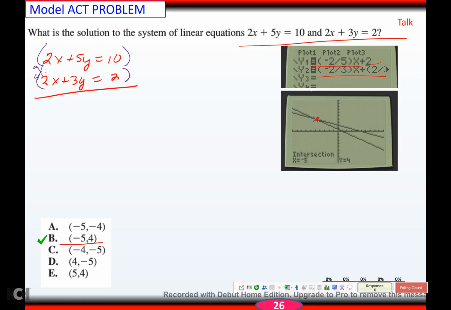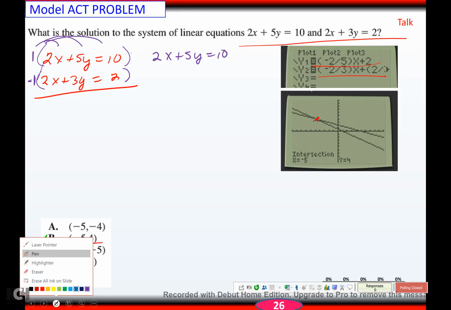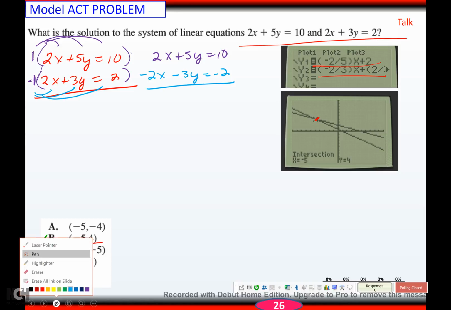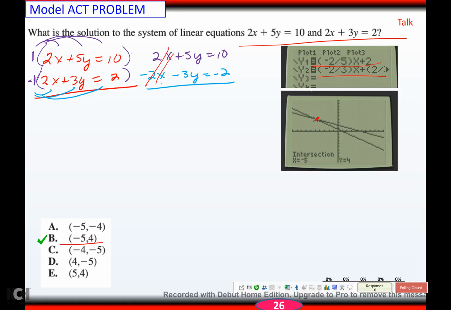But if the numbers already match, all I need to make them have is opposite signs. So all I need to do is multiply one by 1 and the other by a negative 1. So on top, I'd have 2x plus 5y equals 10, because multiplying by 1 changes nothing. On bottom, if I distribute and multiply everything by a negative 1, that's going to be negative 2x, negative 3y equals negative 2. And my x's will cancel.